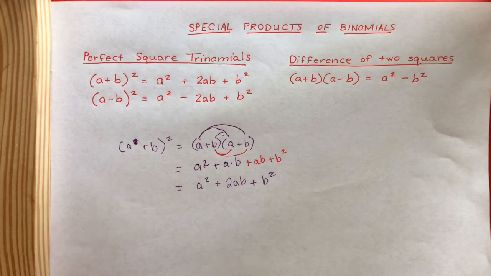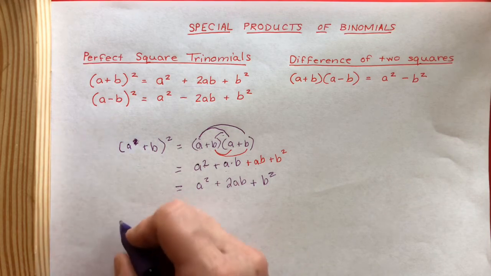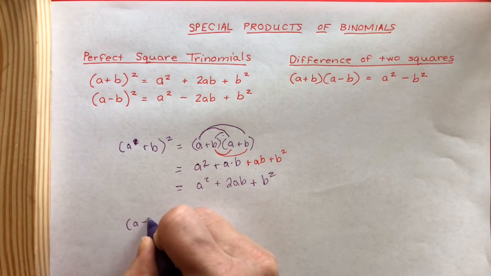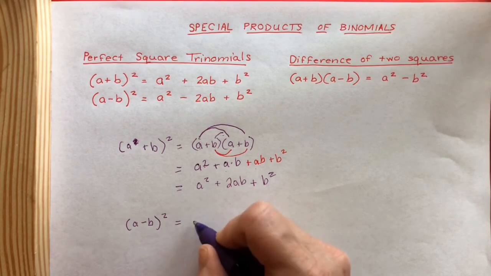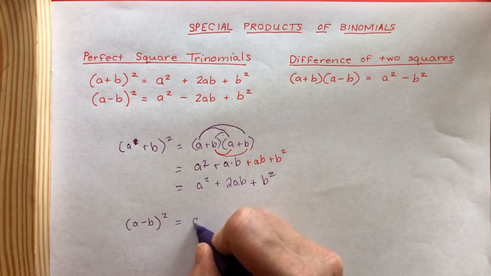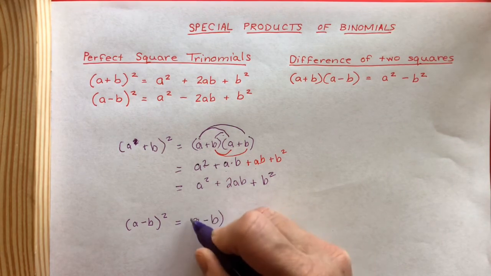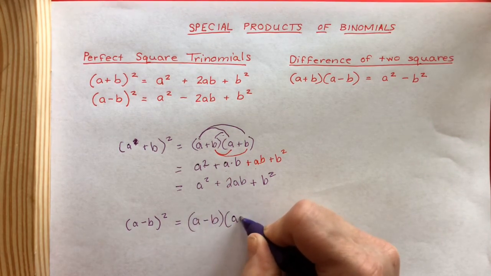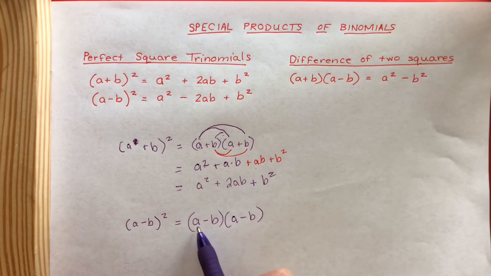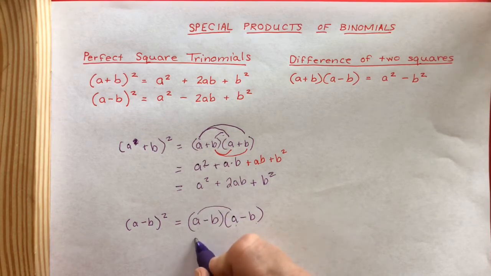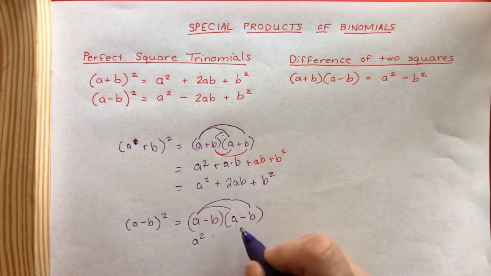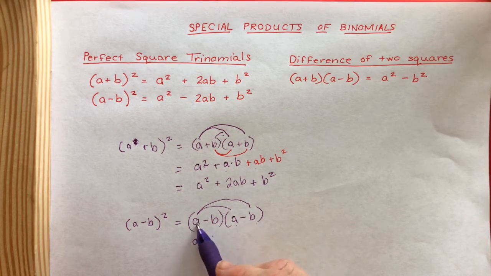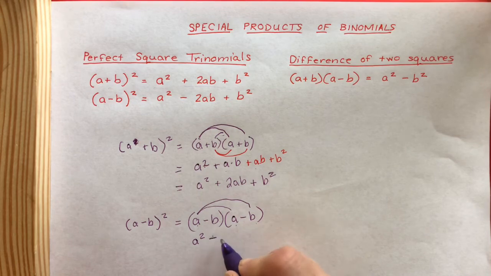Now we can do the same thing for this one. a minus b squared equals a minus b times a minus b. We'll multiply our a term times everything over here, a squared. Now, careful, because this is a minus. It's a times negative b. So this is minus ab.